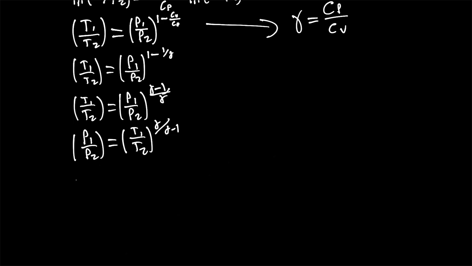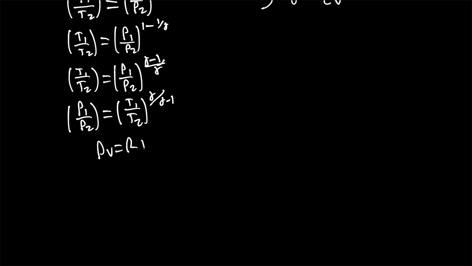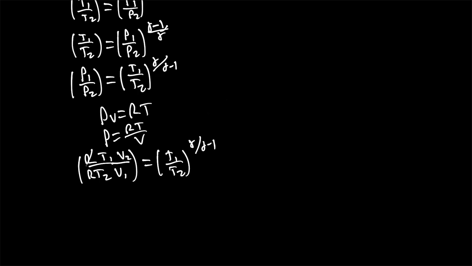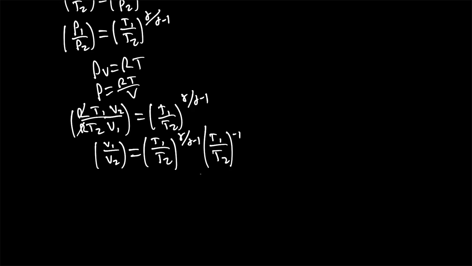You might have this in terms of specific volume, in which case you would have PV equals RT. You would simply have to rearrange these equations. Basically, this is going to be inverted. So P equals RT over specific volume. You would have RT1 over V1 and RT2 over V2. It's essentially inverted, equals T1 over T2 to the gamma over gamma minus 1. These R's are going to drop out. What you're going to get is your specific volume ratio being equal to your temperature ratio T1 over T2 to the gamma over gamma minus 1 times T1 over T2 to the power of negative 1 once you rearrange the equation.